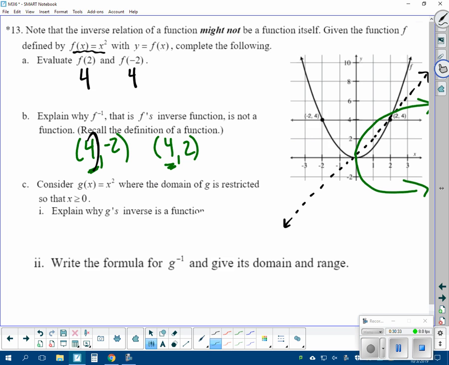No, I have the same input with two different outputs. You guys following me on that? Okay. Part C is talking about how you could restrict the domain. So if we only reflected or only dealt with half of the parabola, we'd be okay. If I limited it to just the right side of this parabola, then I would only have the top half of this parabola, and then we could make it a function. But the entire parabola would not be.